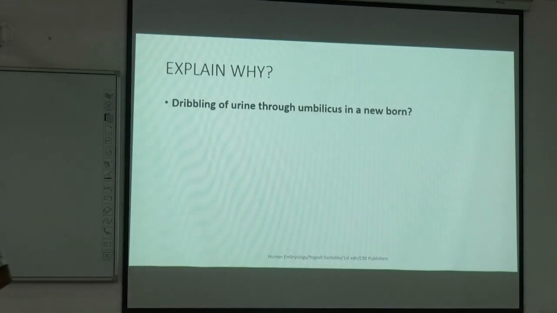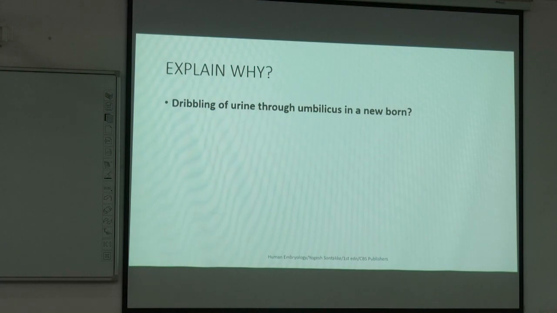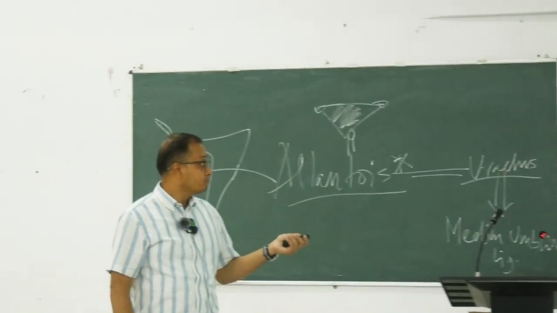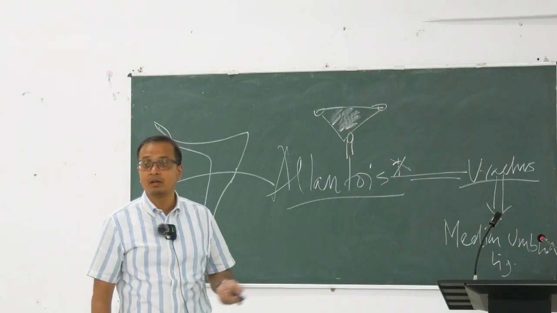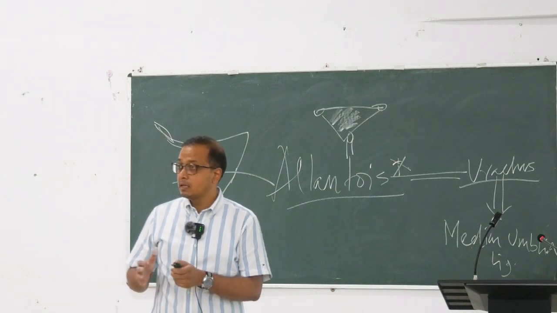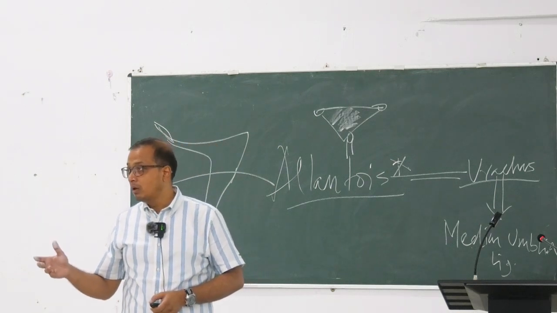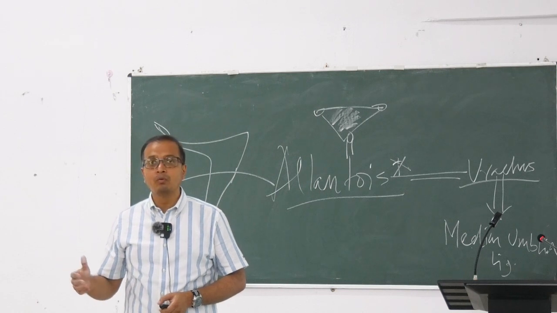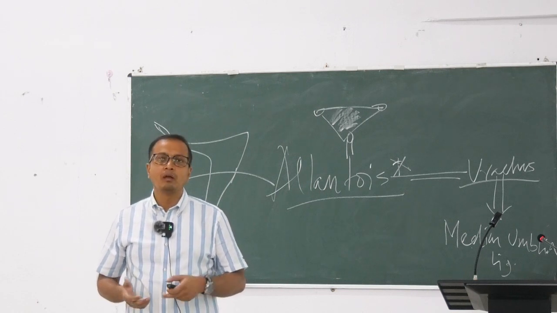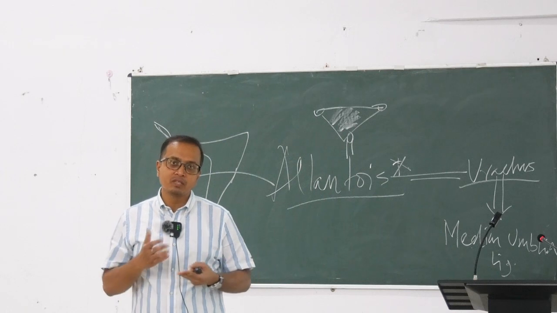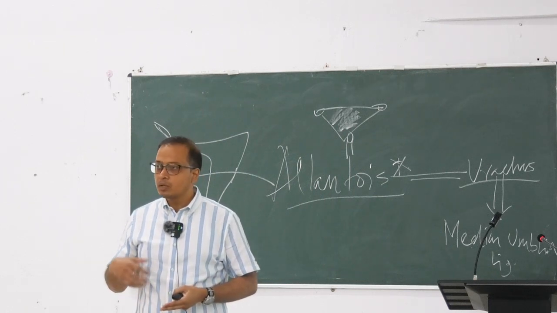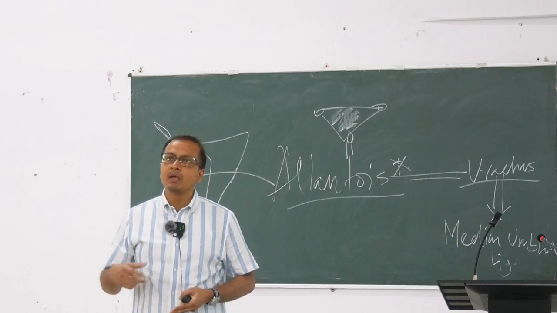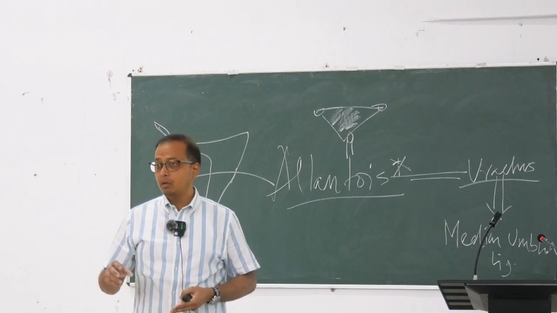Now coming to the clinical problem related to the bladder. This is what we see coming in a supply exam this time. Dribbling of urine, or smell of the urine, is coming through the umbilicus in a newborn. This is an exam question, you have to explain why. A newborn, which is just a born kid, has a smell of the urine present in the umbilical region, or you see that once the baby cries, urine is coming out through the umbilicus.